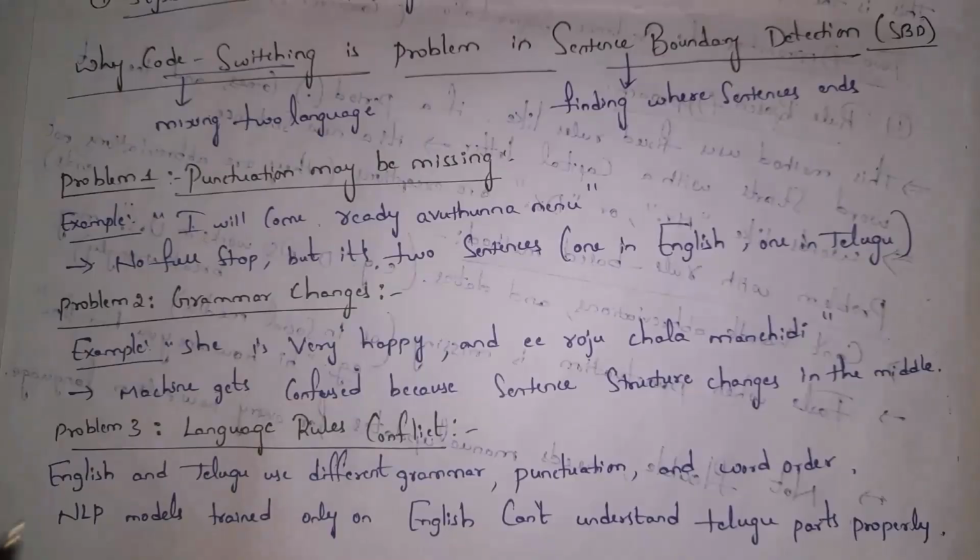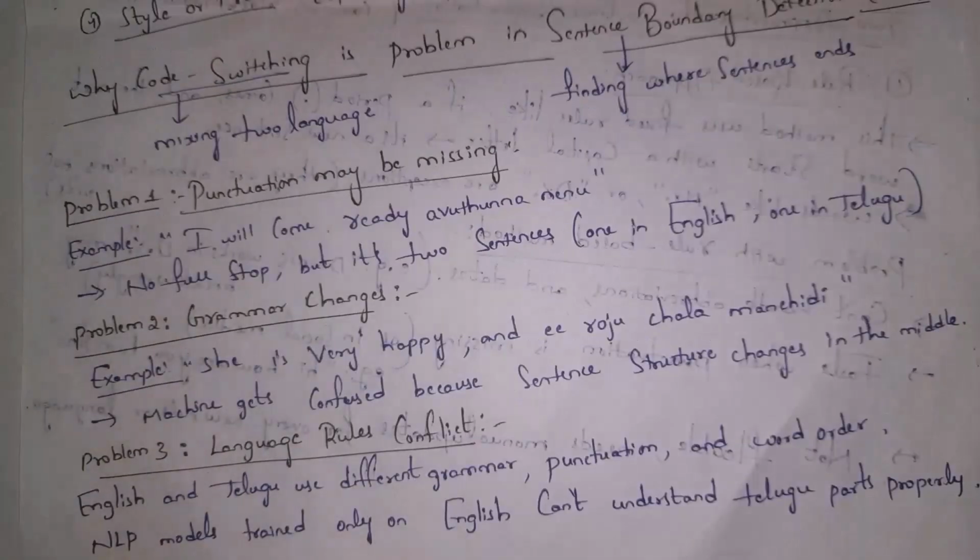And the third one is language rules conflict. Various languages have various grammatical structures, various punctuation marks and various word order. And this NLP model is trained only on English language. The NLP model cannot understand Telugu language properly due to grammatical changes, punctuation marks and word order. NLP cannot detect sentence boundaries when we use code switching.